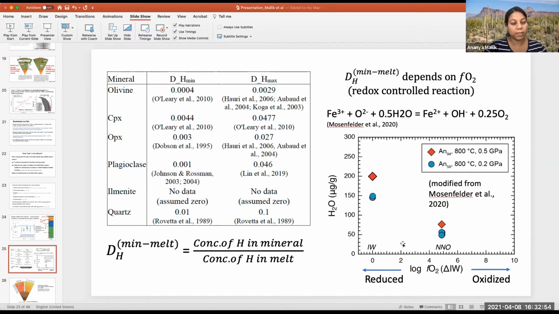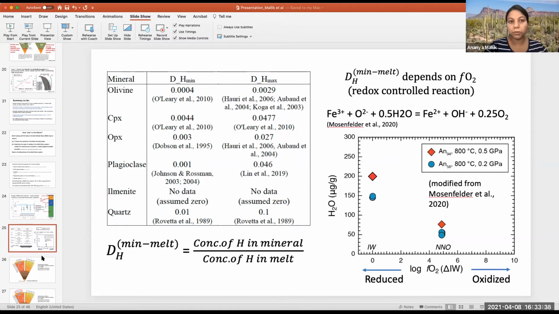Also recently, another study came out by Mosenfelder 2020, where they looked at the solubility of water in plagioclase as a function of oxidation state, or fO2. So to the right, we have more oxidized states, we have more reduced conditions to the left. And here, basically, this is the maximum amount of water that can be put in the plagioclase crystal. So what they observed is that the more reduced the condition is, the more water you can put in these plagioclase, which also hints towards the fact that perhaps at lunar conditions, hydrogen would be more compatible in these minerals that crystallize from the lunar magma ocean.